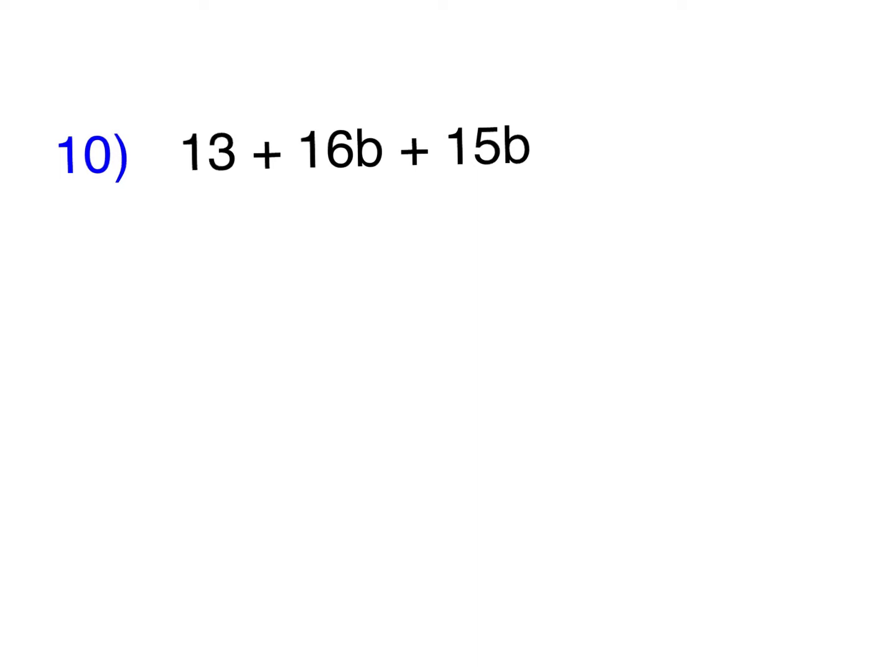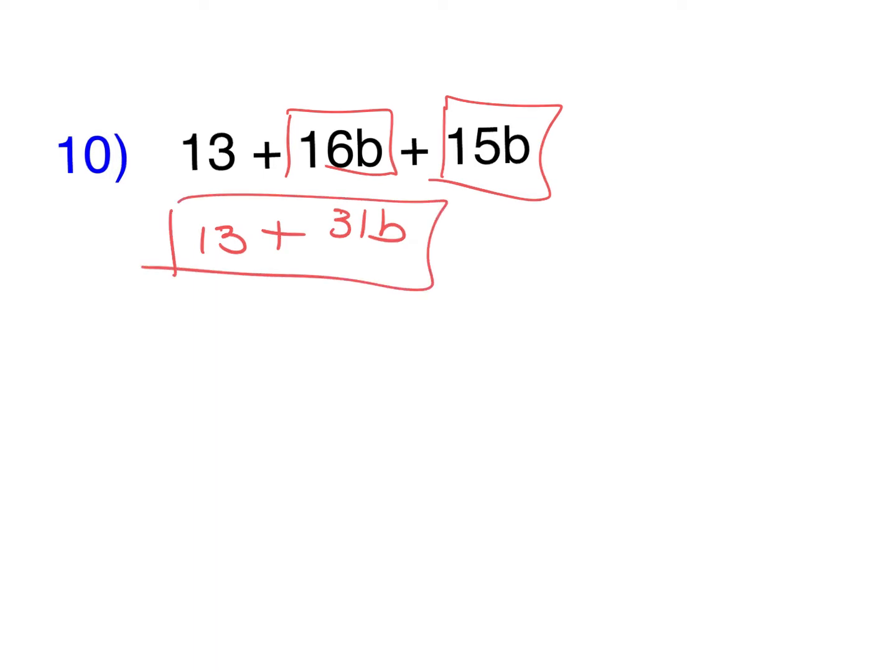So when we are combining like terms, the only terms that you can combine are those things that have the same variables. So in this question here, we have 16b and 15b are the only two that are like terms, so you can only combine those two things. So that would be 13 plus 16b, 16 plus 15 is 31, so that would be 13 plus 31b.